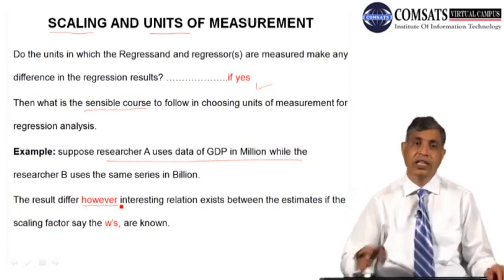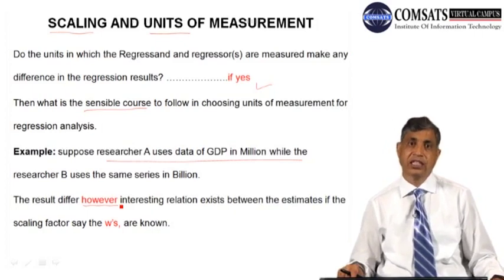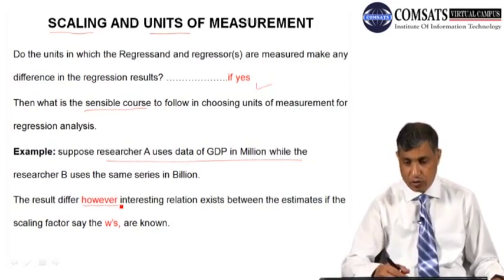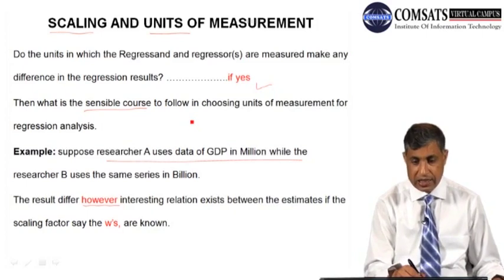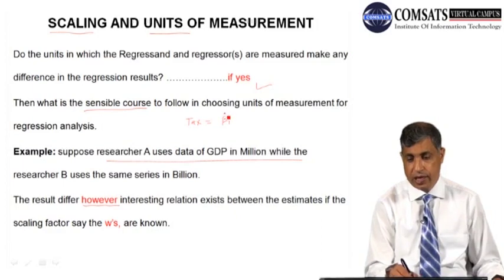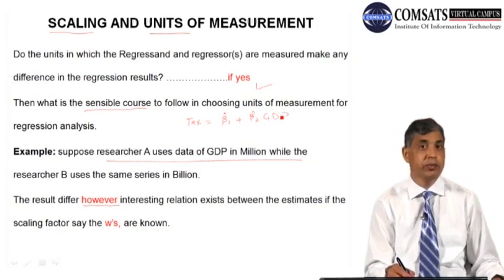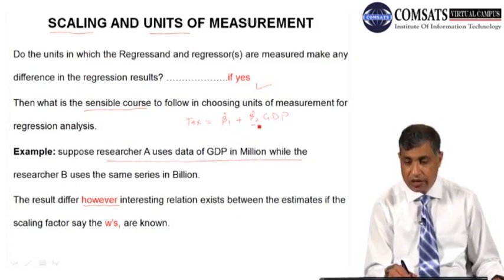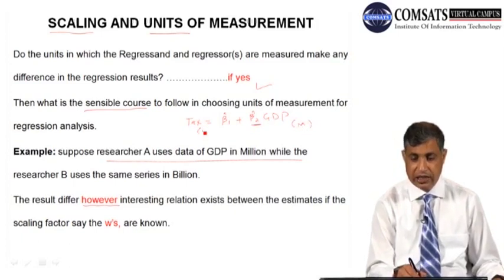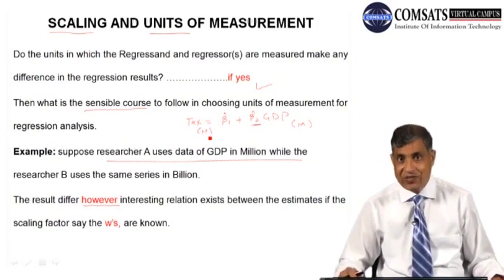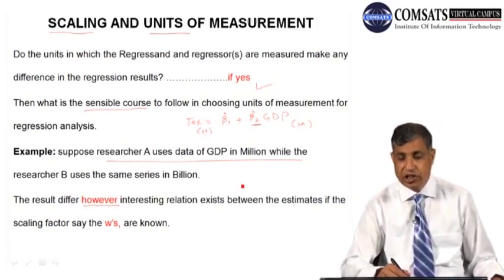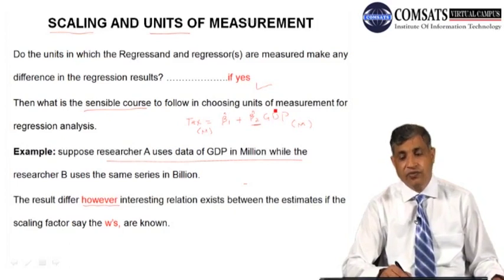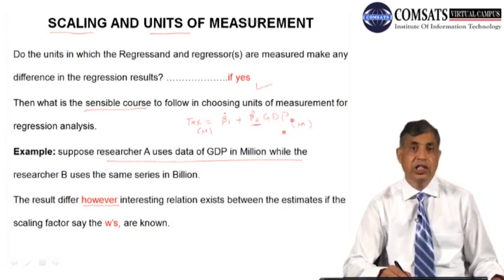Just going further, for example, if a person takes the measurement in 1 million, look at this, I will give an example. This is the taxes, and it is beta 1 hat plus beta 2 hat GDP, gross domestic product. What does beta 2 hat mean? I think GDP has been taken in million, and this is also in million. So the interpretation is that 1 unit, meaning 1 million, increase in GDP.